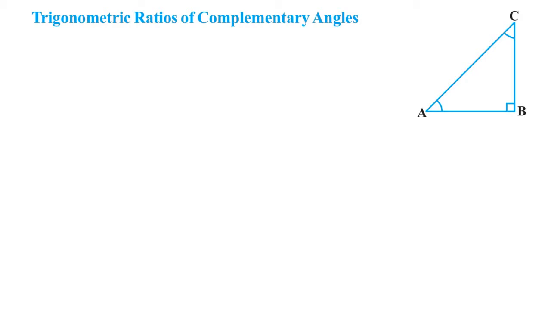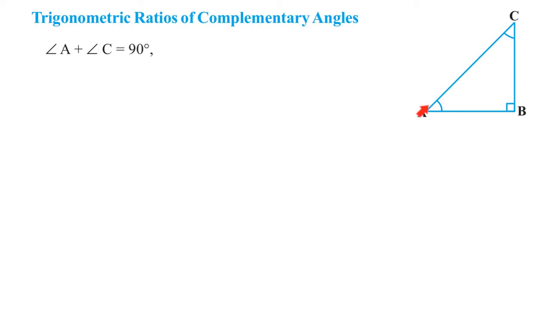Okay, let's figure out what the trigonometric ratios of complementary angles are. But before that, what are complementary angles? We have studied that if the sum of two angles is equal to 90 degrees, then the angles are said to be complementary. So now in this triangle ABC, angle B is already 90. So can you guess what angle A plus angle C will be equal to? It will be equal to 90. So angle A plus angle C is equal to 90 degrees. So A and C are called complementary angles.